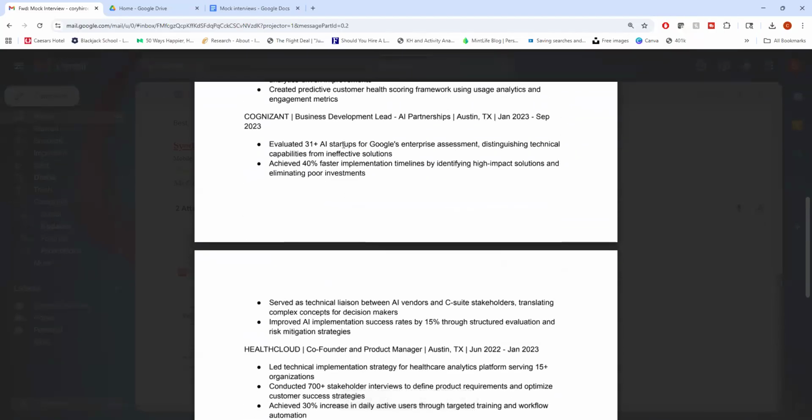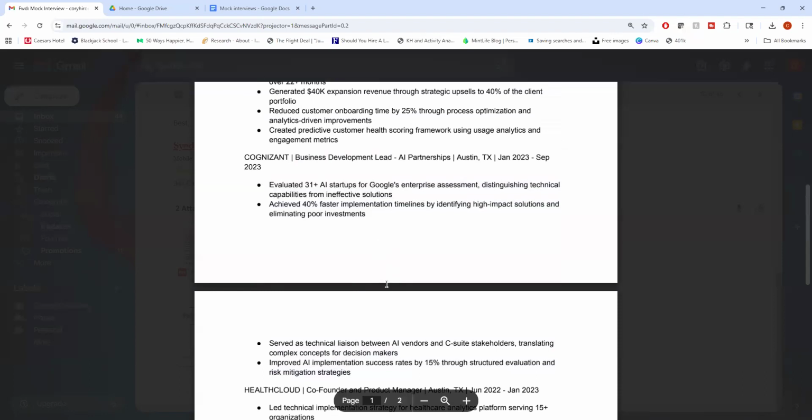Cool. And then I see here at Cognizant, your job title was business development lead. So that reads to me like a sales position. Is that right? So were you in charge of managing certain accounts for Cognizant? It is kind of sales, but mainly it serves as a go-to-market and evaluation perspective. So I had 31 different startups that I was looking over for Google. And it was my responsibility to designate whether or not these startups were something that needed to be partnered with Google.